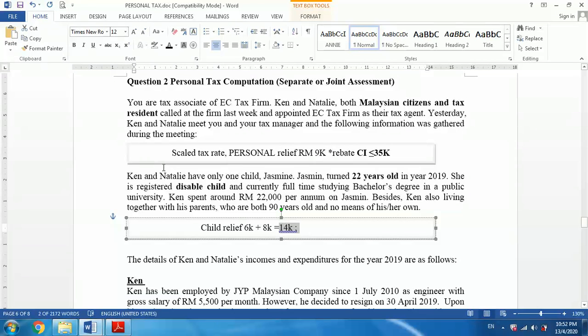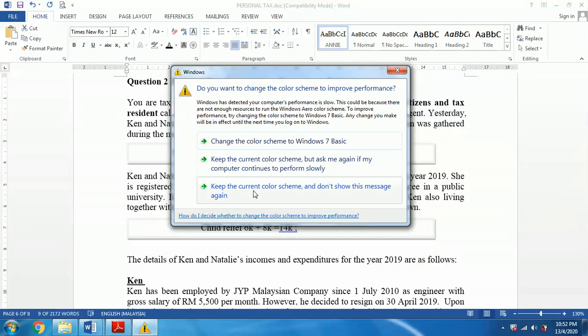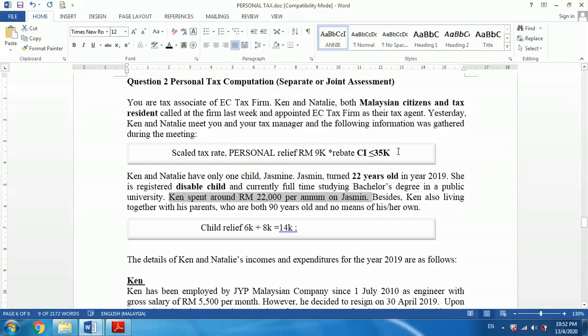But then who claims? Under separate assessment, father and mother can only claim once. Either one can claim only. So in this case, the next sentence tells you more details. Ken spends 22,000 per year on Jasmine. So very obviously, in this question, Ken will be entitled to claim this child relief of 14K.